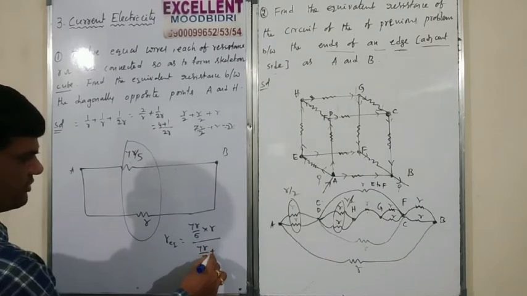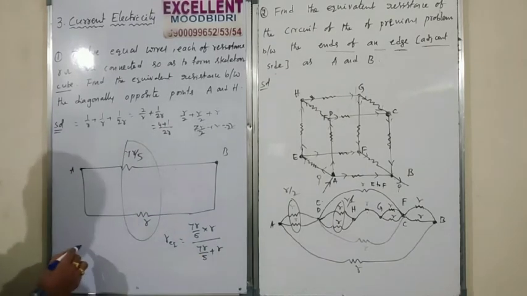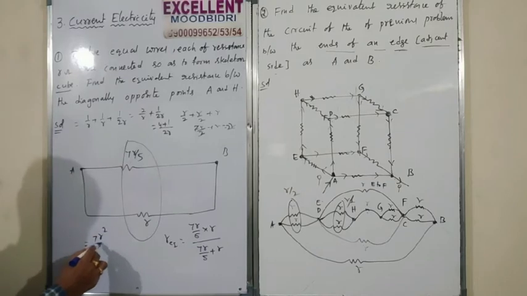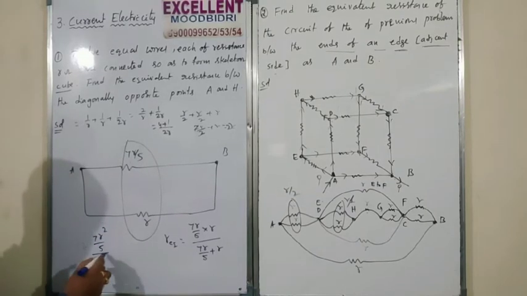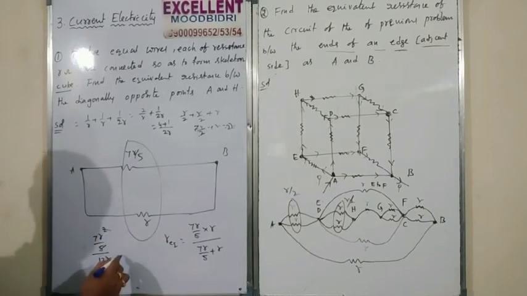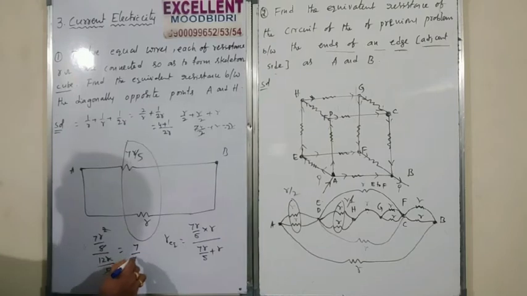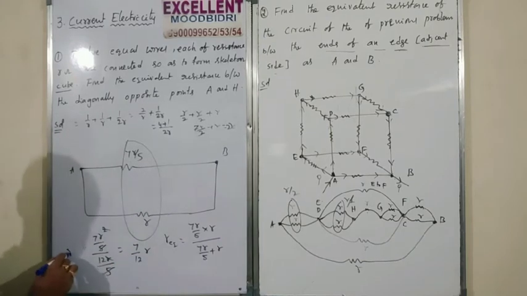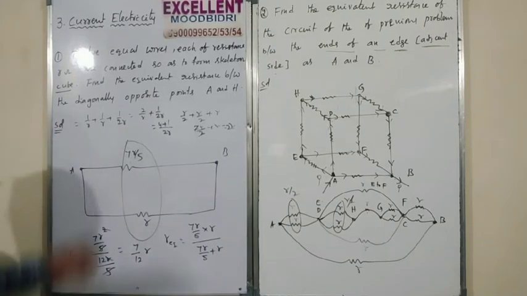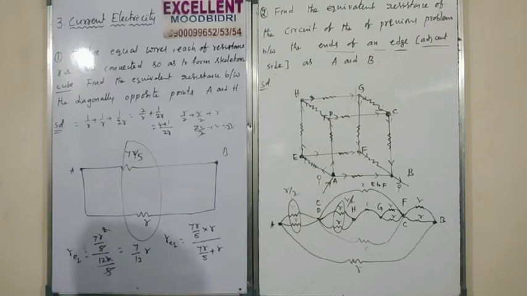7R by 5 plus R. So that 7R square by 5 divided by 12R by 5. So it gets cancelled. So the answer is how much? 7 by 12 R. This is the equivalent resistance in that circuit. Alright? Okay, next, third question.